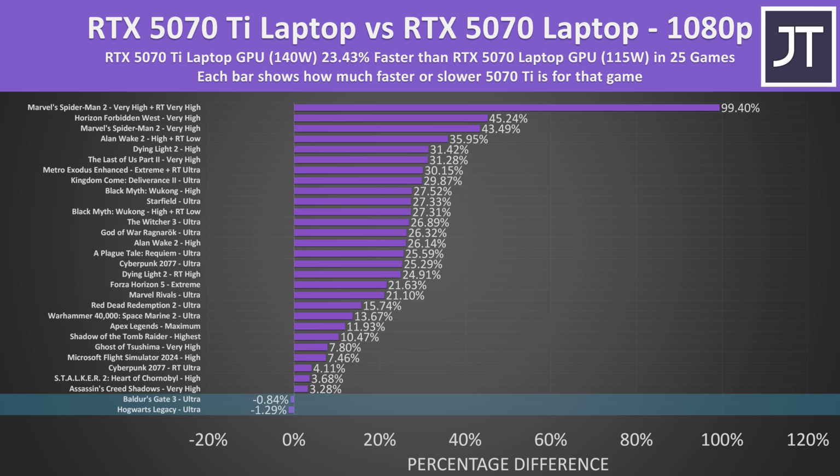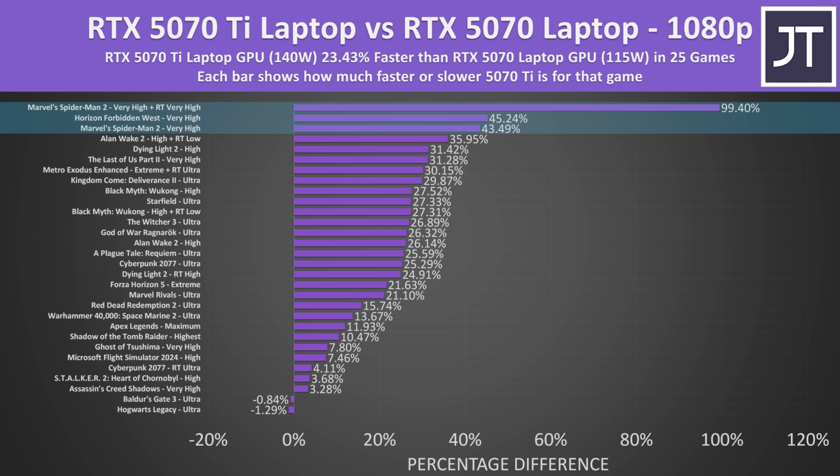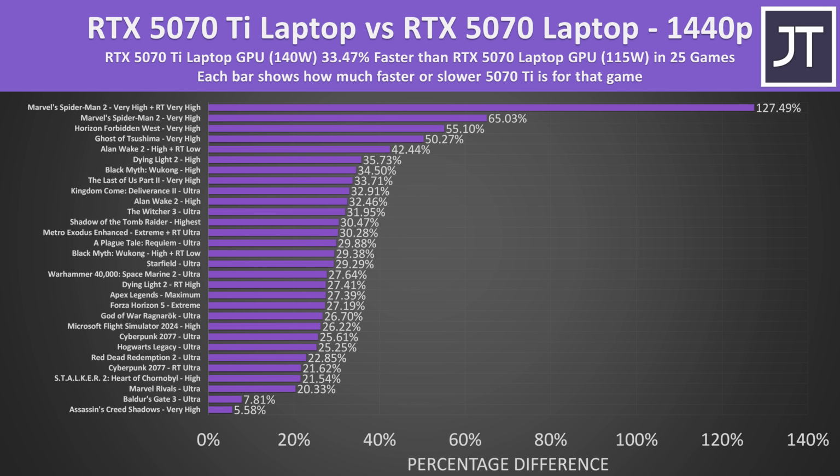Some games like Baldur's Gate 3 or Hogwarts Legacy didn't care which GPU they were run on, while others like Spiderman 2 and Horizon Forbidden West were limited by the 5070's 8 gigs of VRAM, resulting in much higher FPS from the 5070 Ti with its 12 gigs of VRAM. Stepping up to the higher 1440p resolution, the 5070 Ti's lead increases to 33% higher average FPS compared to the 5070, with 3 of the games tested seeing a 50% or higher gain.